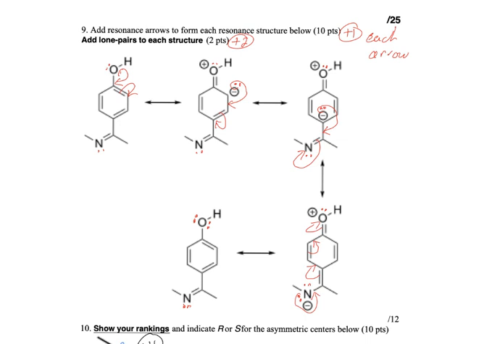Some resonance. I want you to add lone pairs to each structure. One of the things people forget: there should be lone pairs on the carbanions, the negatively charged carbon. Draw the lone pairs in on the oxygens and on the nitrogens. So draw those lone pairs in on each structure.